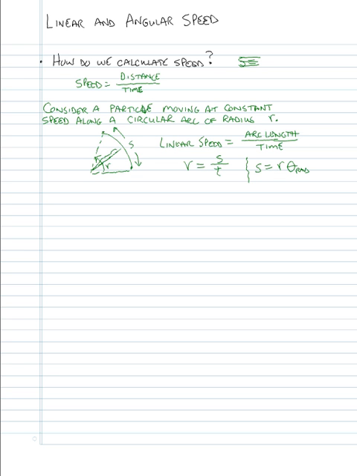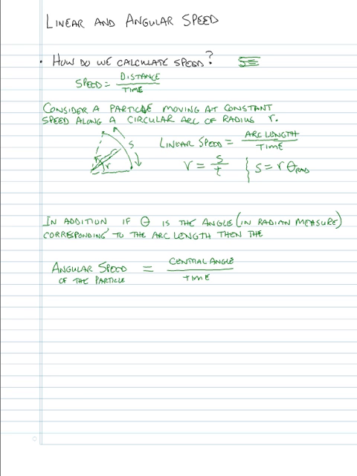Okay. In addition, if theta is the angle that we make when we travel that arc length, and it's in radian measure, we're going to assume, well, then we can discuss what's called the angular speed of the particle. And the angular speed of the particle is that angle theta divided by time.